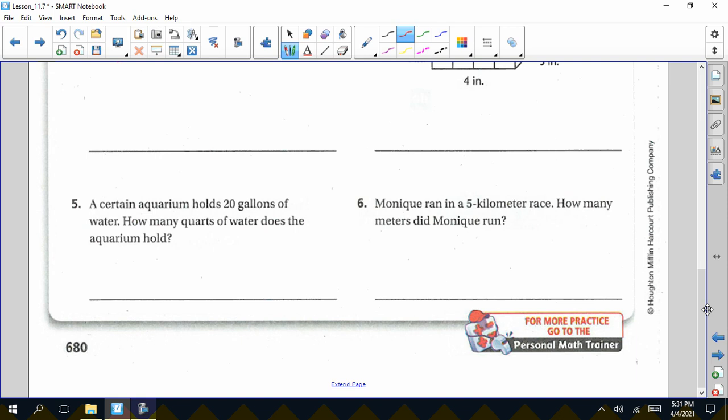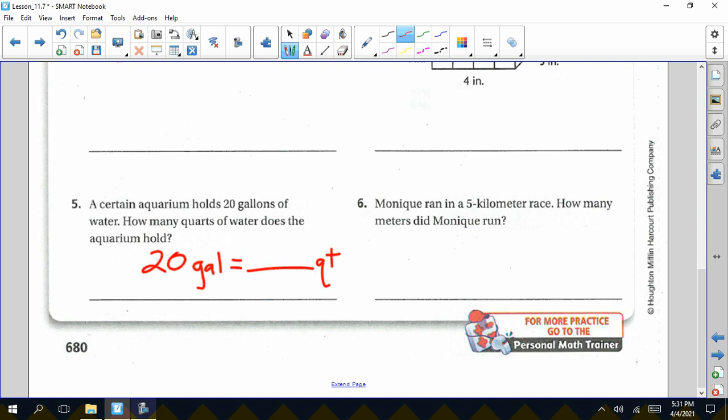Number 5, an aquarium holds 20 gallons of water. 20 gallons equals how many quarts of water? So that is quarts. Think Great American Amusement Park. Think horse to fly or fly to horse. And think about the spinning cues in the Great American Amusement Park for that one.